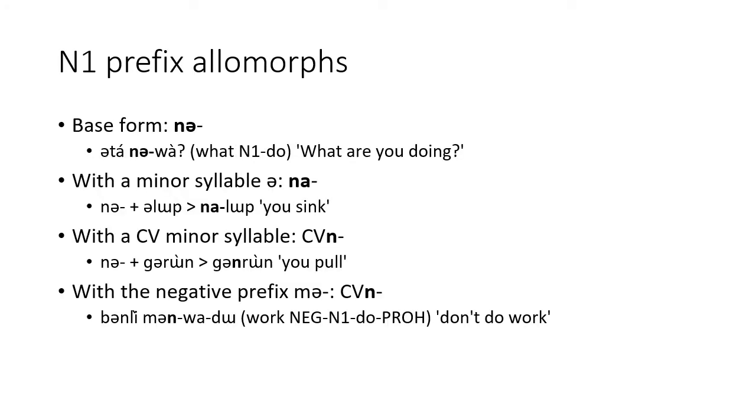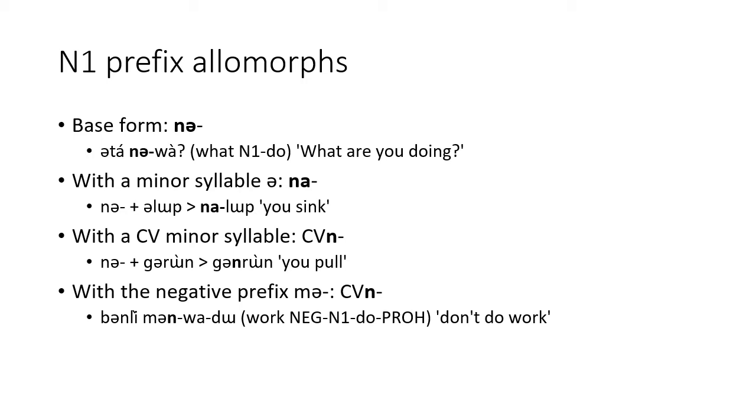It has a base form and 2 other allomorphs. So the base form is na, as in the sentence atanawa, what are you doing? So na is marking second person there. And then with a prefix or sesquisyllabic, then n plus becomes na. So alup, to sink, plus n becomes nalup, you sink.